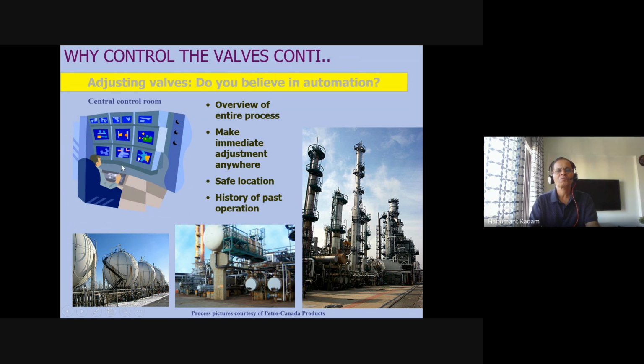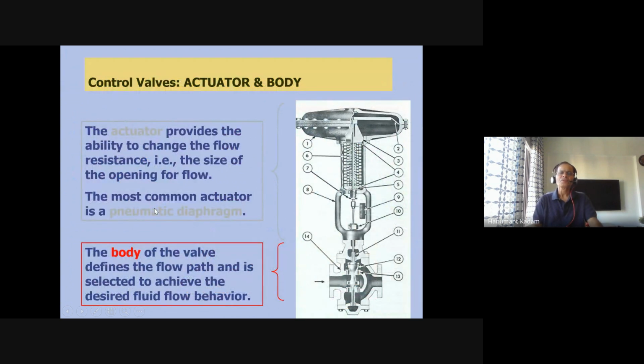So from the DCS control room you can see an overview of the entire process and make an immediate adjustment anywhere. Safe location and history of past operation are also available. So valve history is also available nowadays. So, control valve with actuator and body.